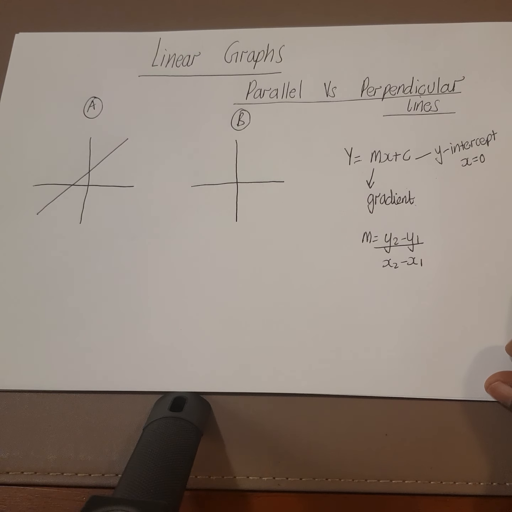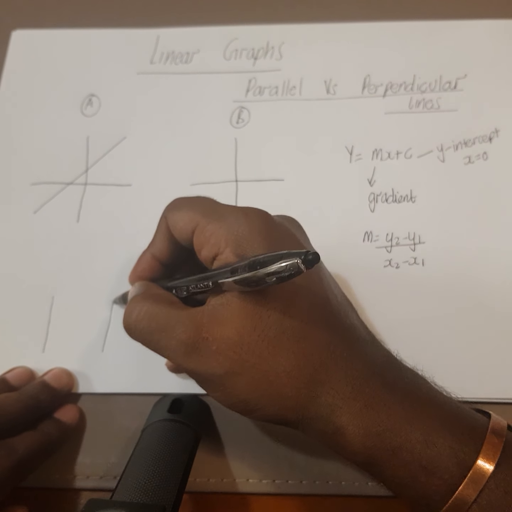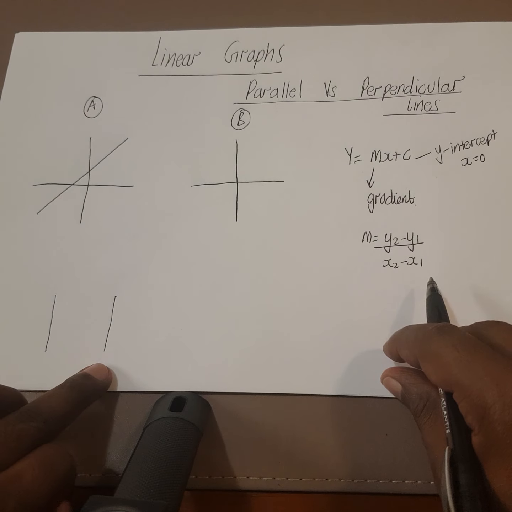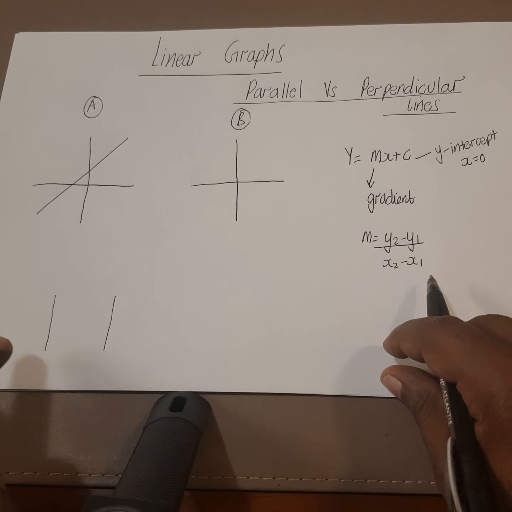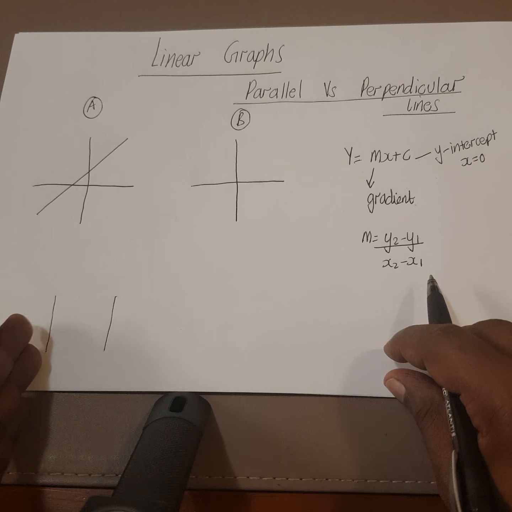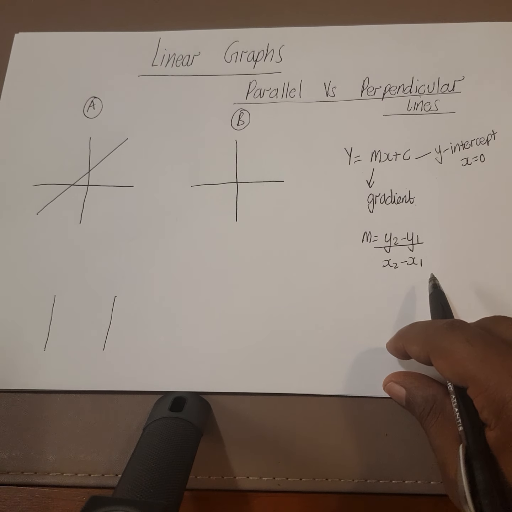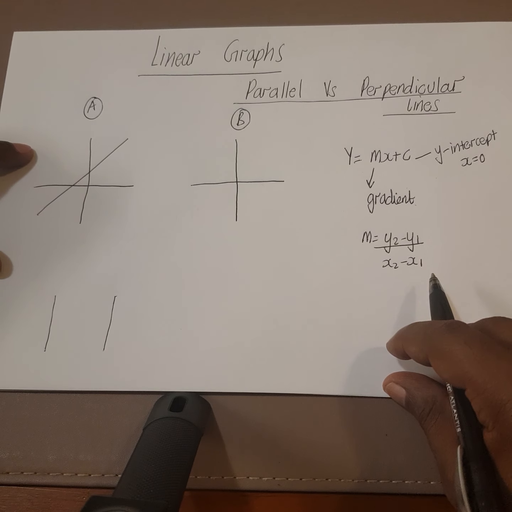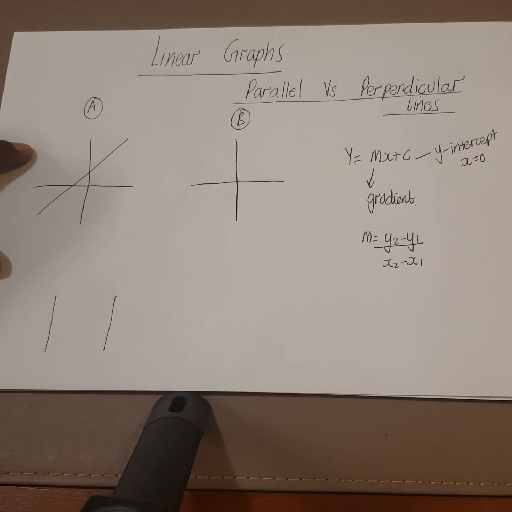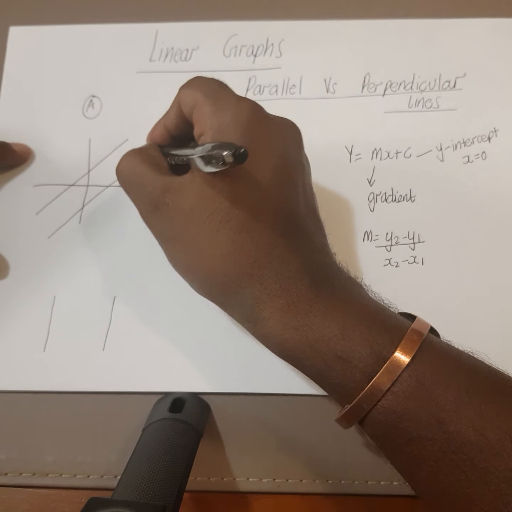So parallel, think of roads. You've got one side of the road and the other side of the road. They are parallel because they don't meet. So parallel lines don't meet. One side of a road and the other side of the road don't meet or intersect. So if you look at a graph like graph A and you want to find out if a line is parallel, think of something like that.